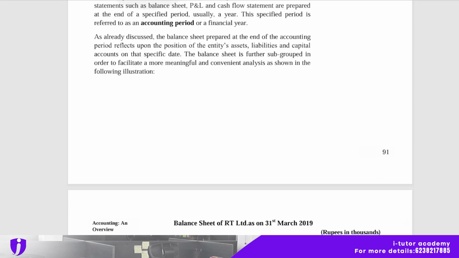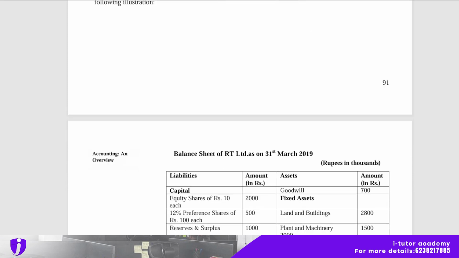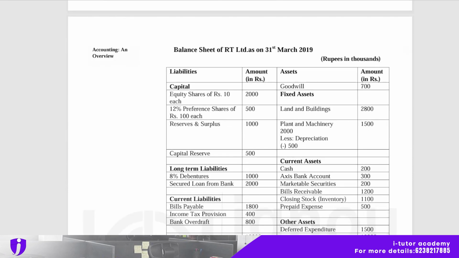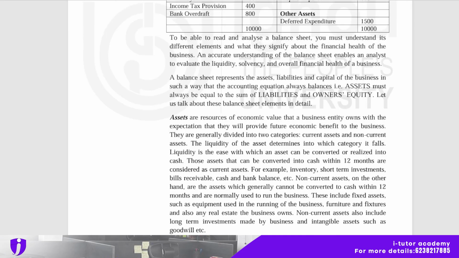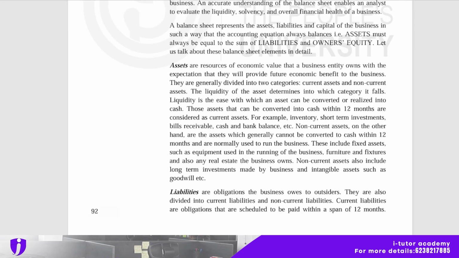As already discussed, the balance sheet prepared at the end of the accounting period reflects upon the position of the entity's assets, liabilities, and capital account on that specific period or date. The balance sheet is further subgrouped in order to facilitate a more meaningful and convenient analysis as shown in the following illustration. So here is the balance sheet of the same, and you just go through this example, and it will be easier to grasp the aspect.